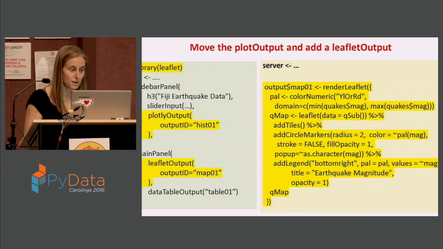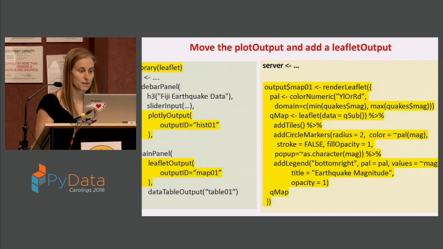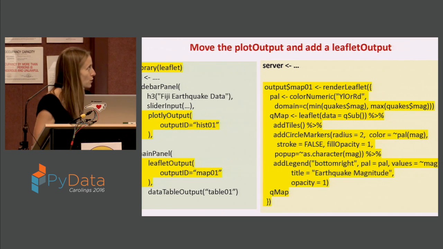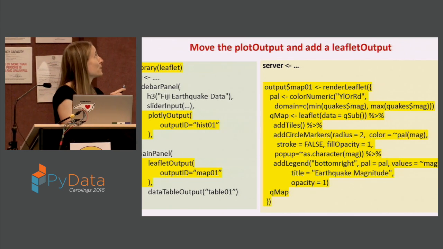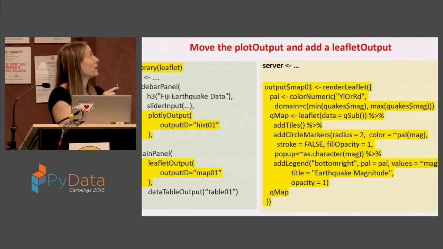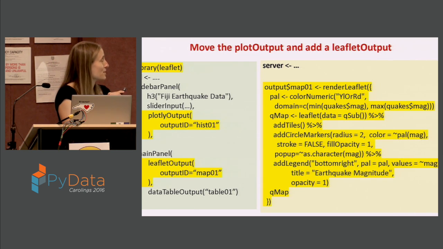So let's say that we want to move the plot output, and then add a leaflet output where the plot was. We're going to add in our library leaflet at the top, otherwise it will break. We add that in above our UI object. Then inside the sidebar panel component, where we have our H3 text and our slider input, we're going to cut and paste the plotly output, the histogram one, into this new area. And get rid of the comma at the end, because that's the last item in the sidebar panel, so there are no more arguments.